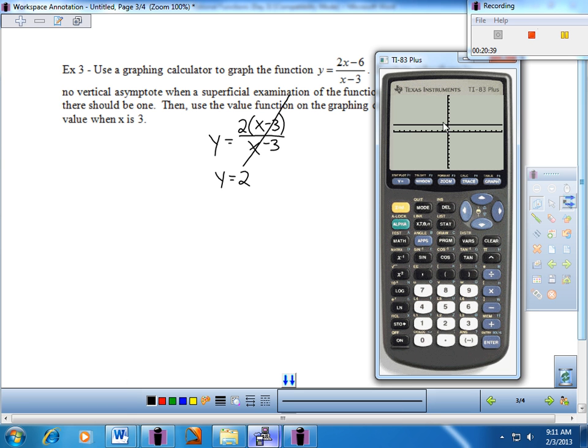Notice, look at all the y values. There too. And so what happened is when those x minus 3's canceled, we ended up getting a situation where no matter what x is, the y value is going to be 2. And so that's the issue at hand here.